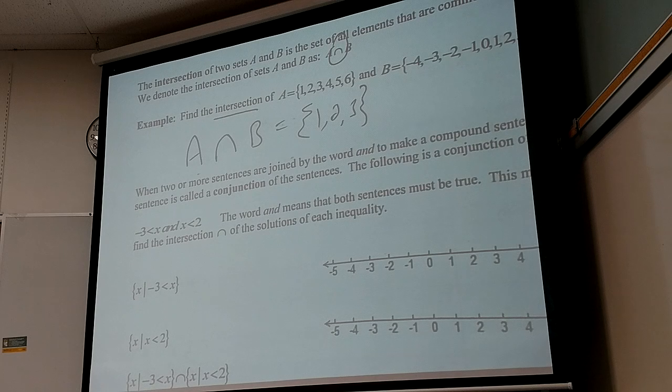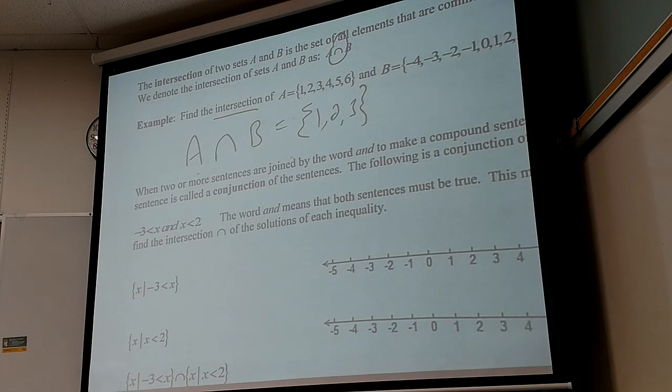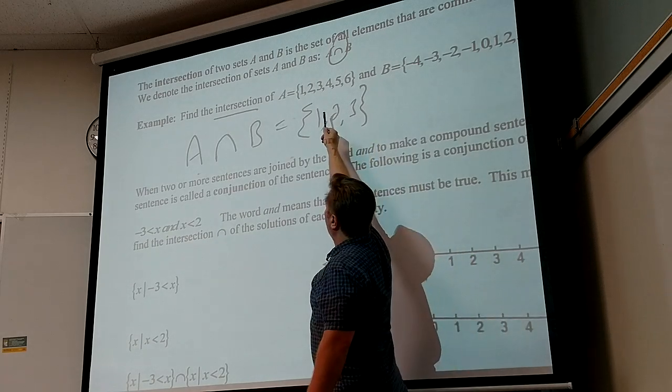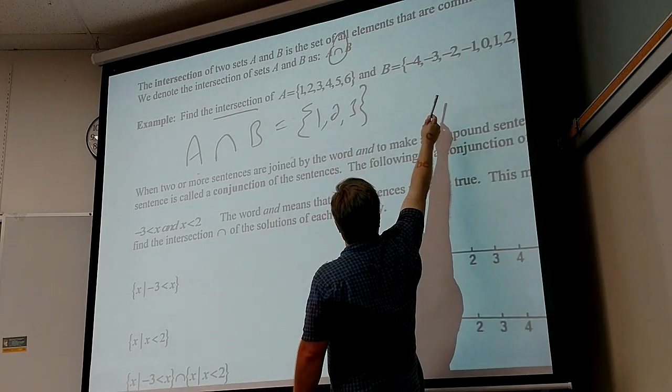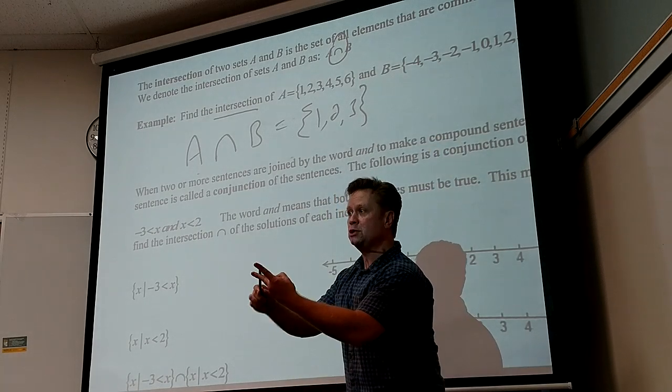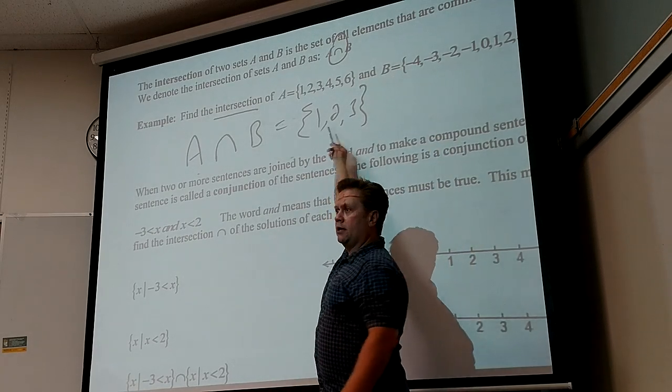So if these were people's names, like, hey, I'm 1, hey, I'm -3. Who can get in the bar if these are the people that know Joe, and these are the people that have a lot of money, and the bouncer's like, you can only get in here if you know Joe and you have a lot of money? These are the only people that can get in.